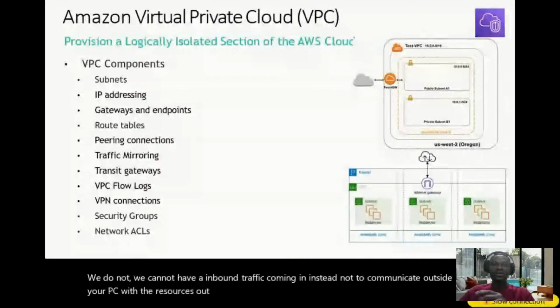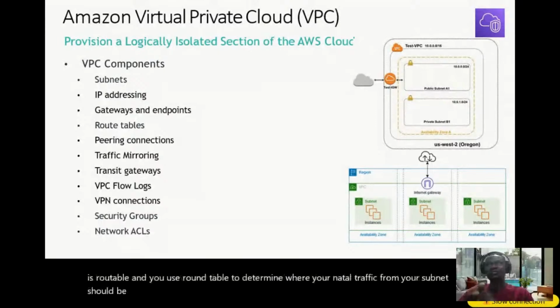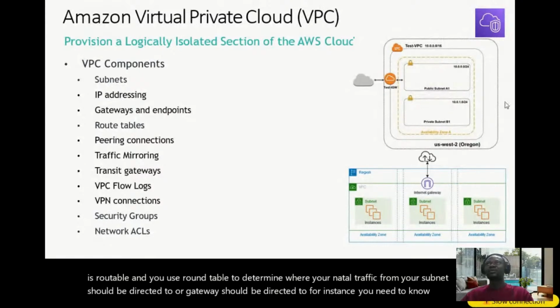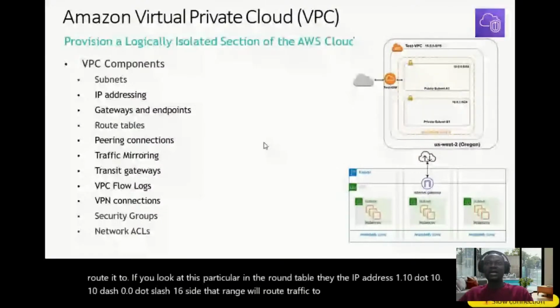So another one we have is a route table. You use a route table to determine where your network traffic from your subnet or gateway should be directed to. For instance, you need to know where to route it. If you look at this particular route table, the IP address range 10.0.0.0/16 will route traffic locally, within your subnet. It shouldn't go out. It shouldn't route traffic outside your subnet area, to enable all the subnets within your VPC to communicate with one another.